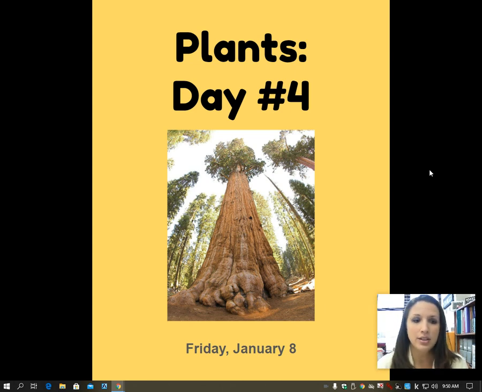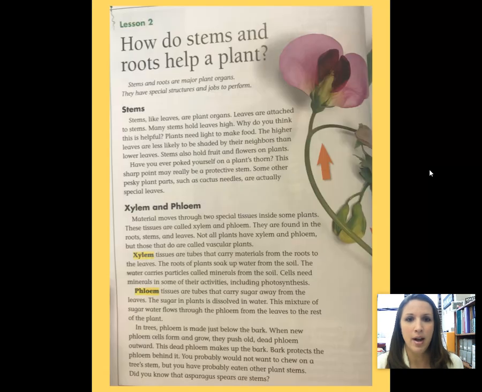And so today we're going to move on and talk about things that happen in the roots and the stems. So yesterday we talked about with photosynthesis that air and sunlight goes in through the leaves. And today we're going to try to find out, why do we have stems and roots on the plant? What is their purpose? So that's what I want you to be really paying close attention to today. Okay. So if we look at the text, it says, how do stems and roots help a plant? Just like I said, it says stems and roots are major plant organs. They have special structures and jobs to perform.